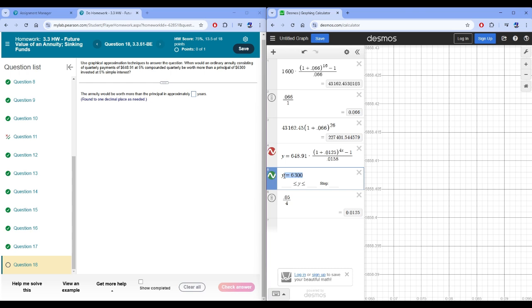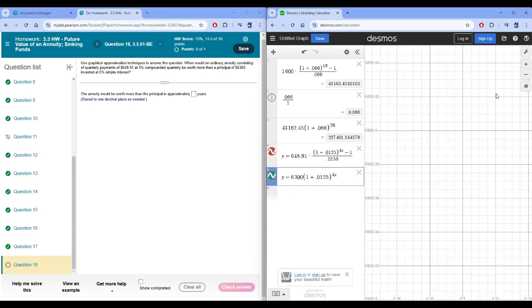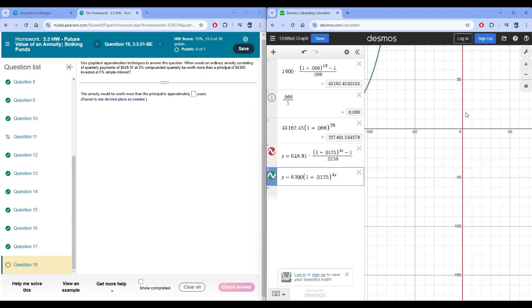Oh, snap. No, that's a different question. This is asking, when is this going to be more than y equals 6,300, 1 plus compounded quarterly, so that should be the same 0.0125 raised to the 4x. These are my two.